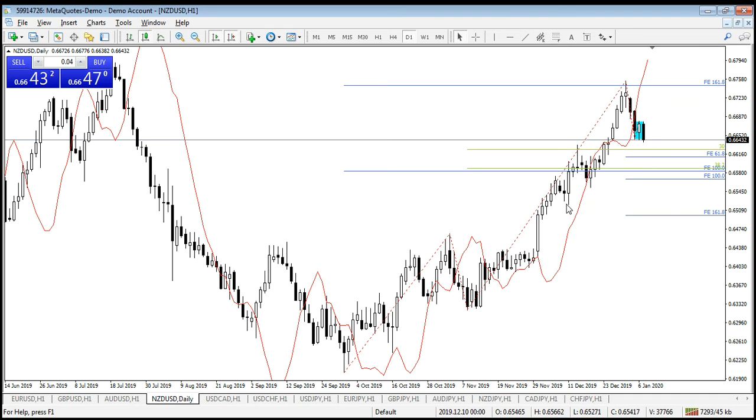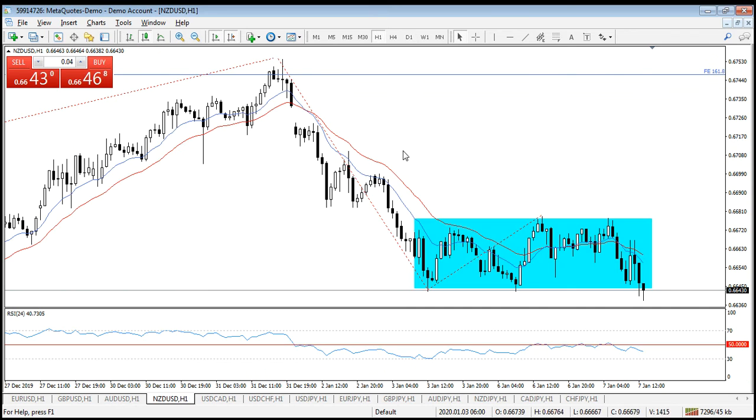I think there are some other tools which I don't need right now. So let me just remove their labels, so chart will look clean and clutter free. If we look at 1 hour, everything is fine here.